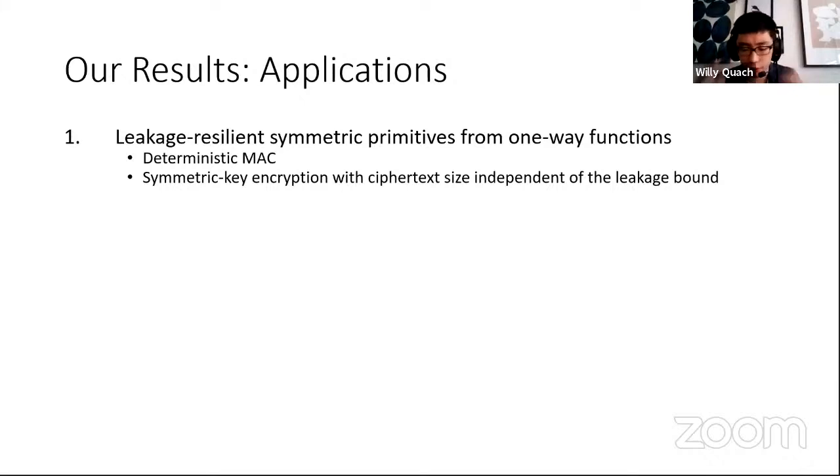So the first set of applications is in the realm of leakage resilience, symmetric key primitives that we manage to build from one-way functions. So in particular, we get leakage resilient symmetric key primitives that are slightly better than the state of the art by giving, say, a MAC where the tagging procedure is deterministic. Previous constructions from one-way functions required a randomized procedure. And we also give a symmetric key encryption with compact ciphertext size.